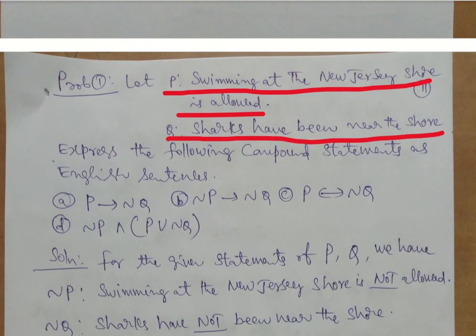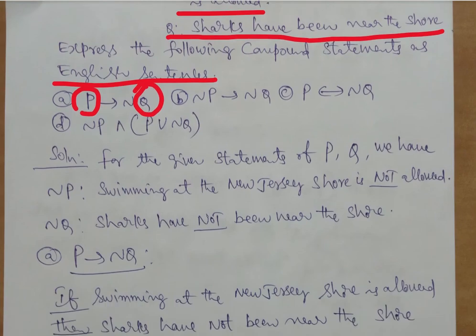Now they are asking us to express the following compound statements as English sentences. So P is given, Q is given for us. Now, as per the given statement, P, implication, negation Q, like that they have given 4 statements. We have to express them in English. It is like in high school maths, they give 1,45,000 and ask us to write it in words, or they give it in words and ask us to write in numbers. Similar to that.